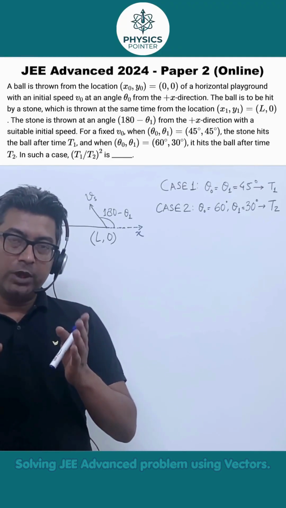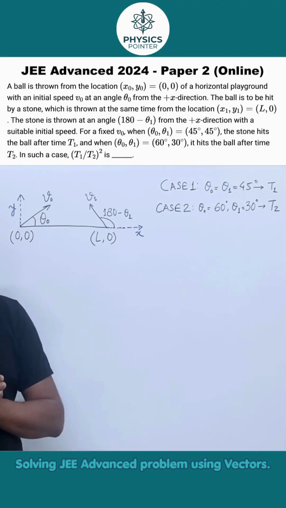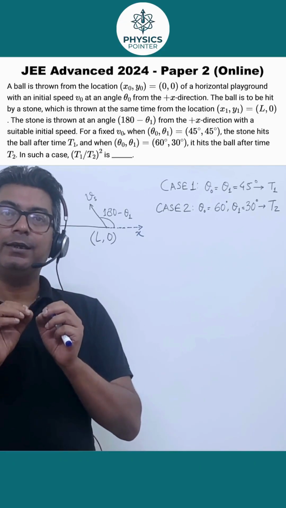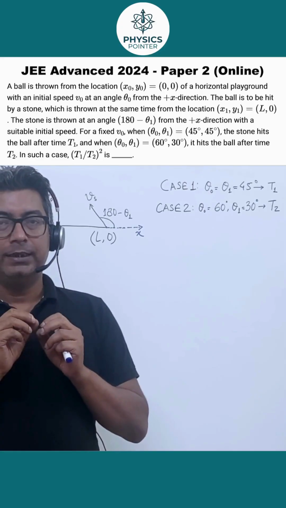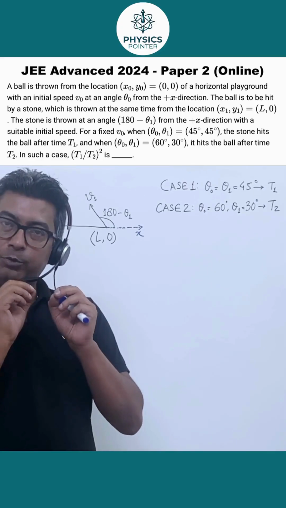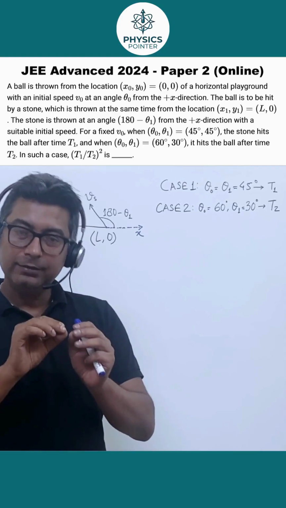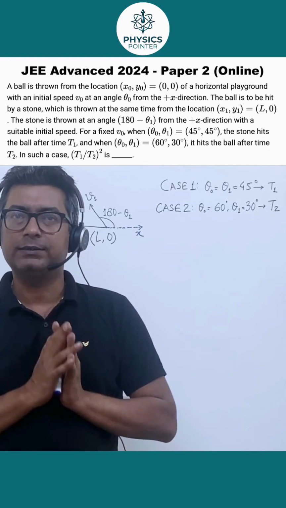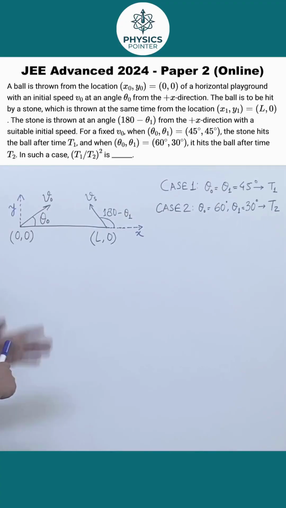Welcome students. Today we'll look into a JEE Advanced problem which is not related directly to class 12 syllabus. It's related to the equations of motion and vectors, which is related to mathematics for physics. The problem is on top of the screen and I've already made the diagram for it.